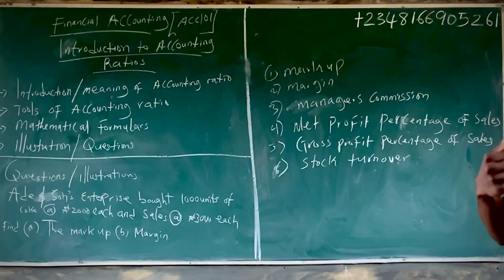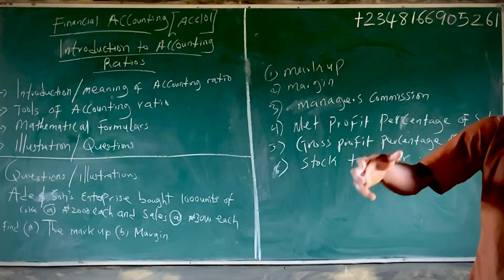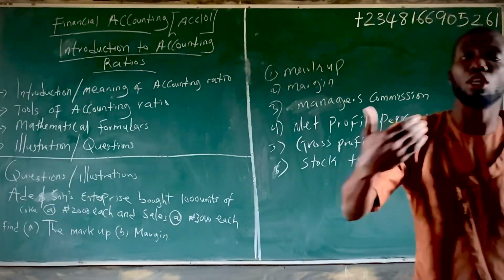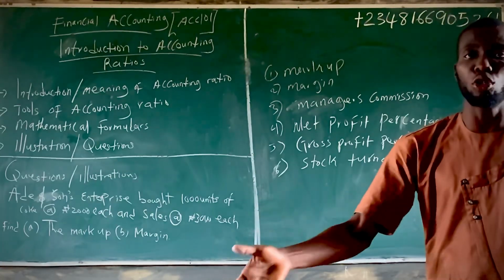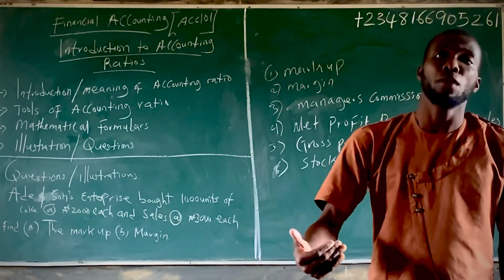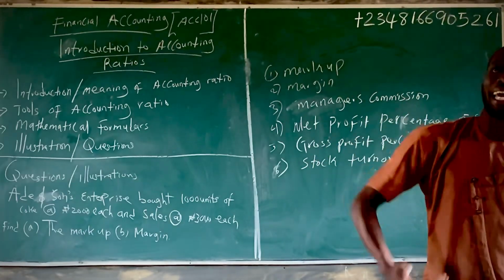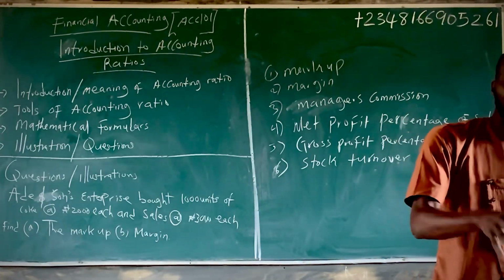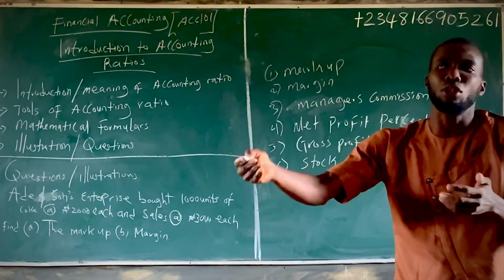Now, looking at the manager's commission, it shows the relationship between the profit made before the commission and after the commission is paid to the manager. What am I saying? In every organization there is a commission based on the number of sales you make. You give a commission to the manager based on what he did, based on his performance. You are trying to look at the relationship of his performance during a particular period and the previous year.